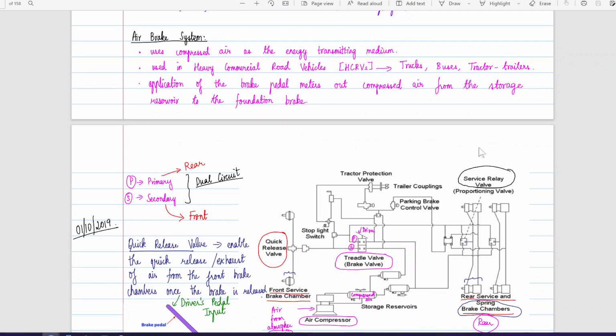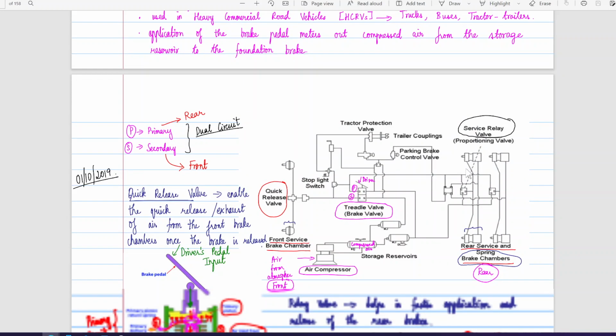So that is all about the hydraulic system. Now let's take a look at the air brake system. In the air brake system, compressed air is used as the medium for transmitting the energy. These are used in heavy commercial road vehicles, or HCRVs, like trucks, buses, and tractor trailers. Here, the driver's input results in metering out of compressed air from the storage reservoir to the foundation brakes. Here also we have primary and secondary circuits: the primary circuit going towards the rear and the secondary towards the front.